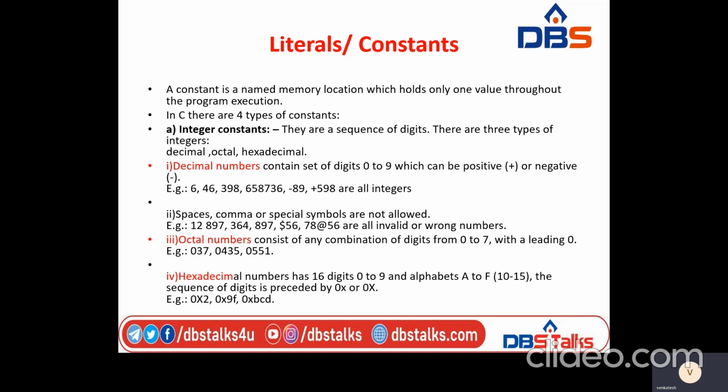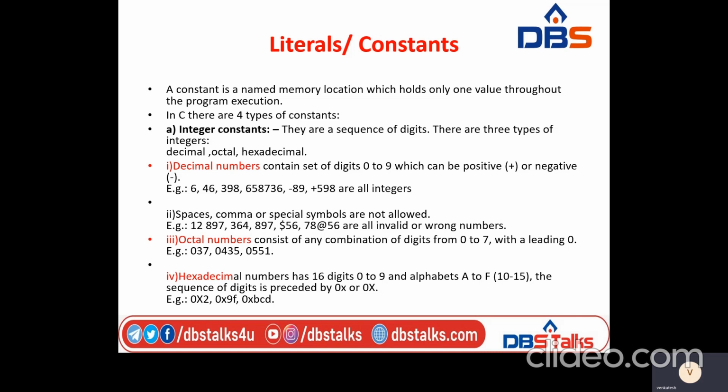But the numbers we use for octal are in between 0 to 7 only. For example, if you take 037, it starts with 0 and the digits are in between 0 to 7 only. Again 0435, octal starts with 0, then 435, which is in between 0 to 7 only. So next one is hexadecimal.